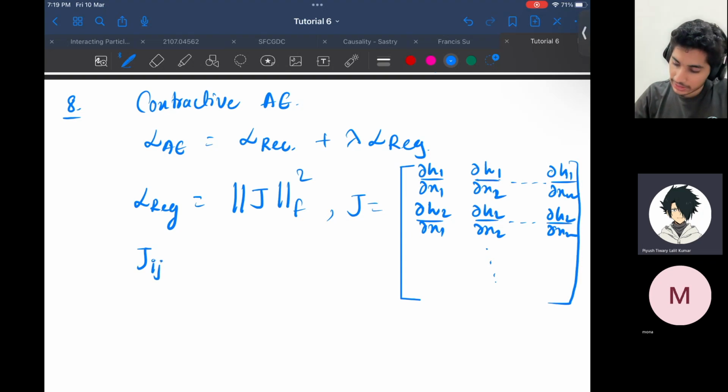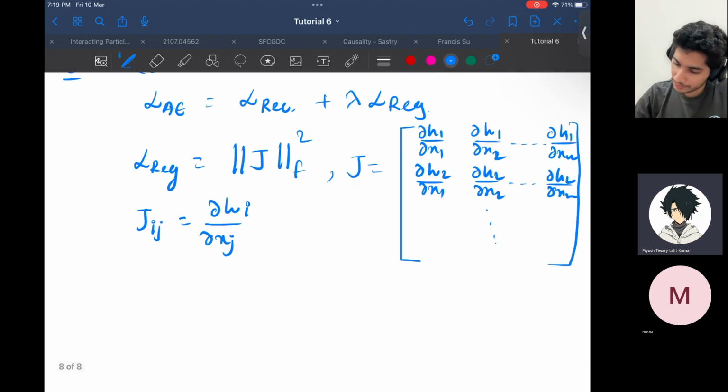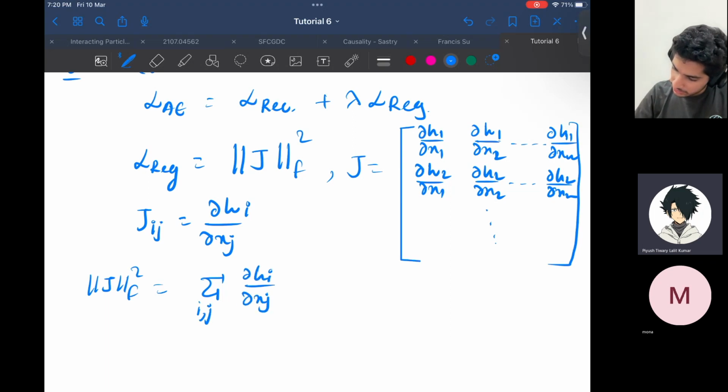So J_ij, the ijth entry of this matrix, will be del hi by del xj. This is what the matrix will look like. And what will be the Frobenius norm of this? The square of the Frobenius norm of J will be the sum of squares of these things. Let me write it in a concise form: summation over i comma j of del hi by del xj, squared. So this is the loss function that we will be using.